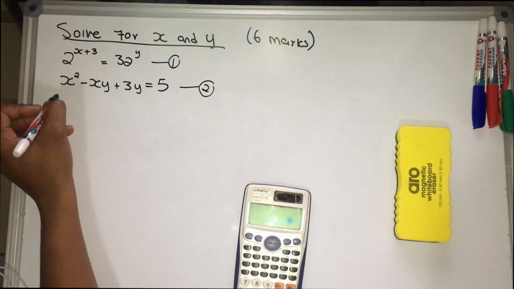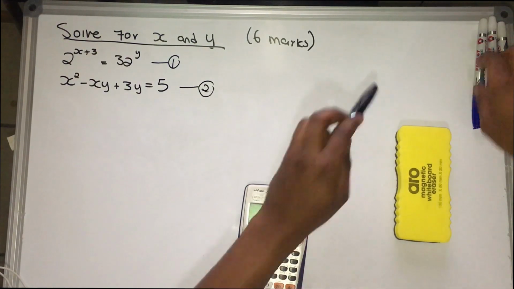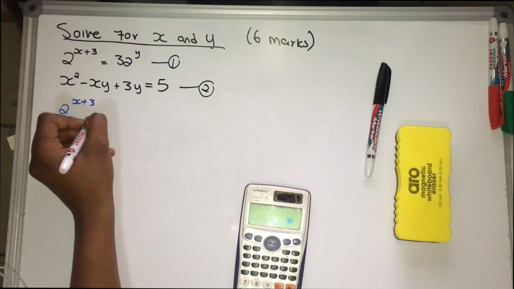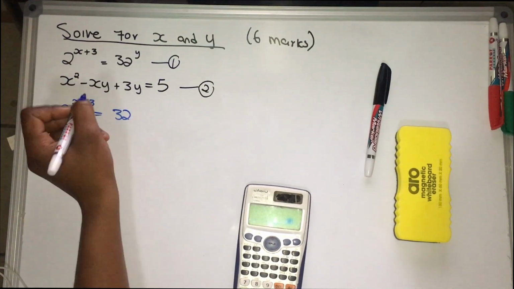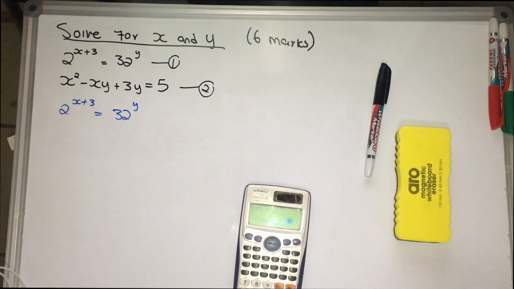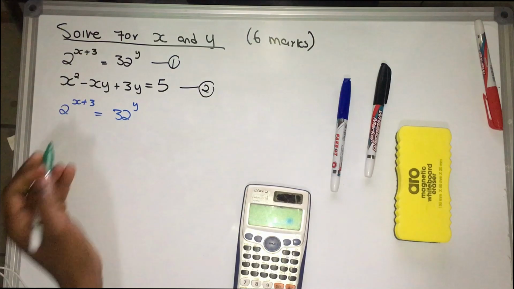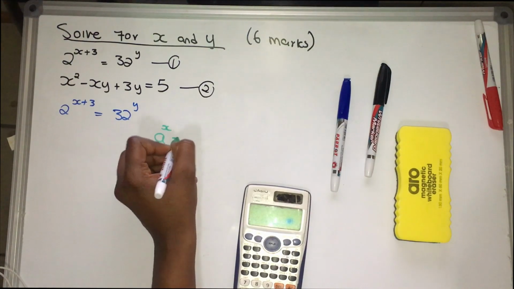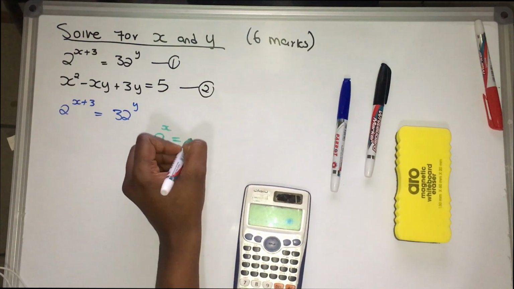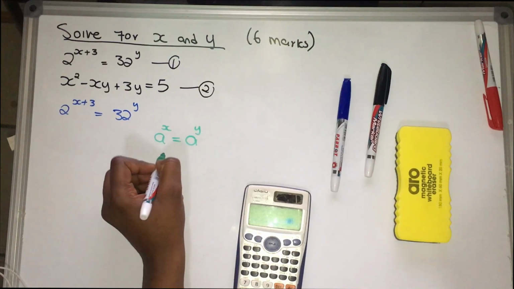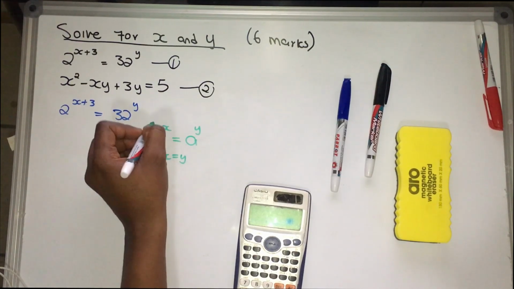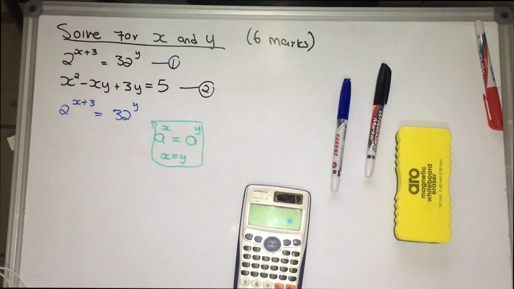Okay, so now, in a different color, finally 2^(x+3) equals 32^y. Right? So we know from grade 10 that if two numbers have the same base, then the exponents must be equal, because the bases are the same. So this is really applicable.